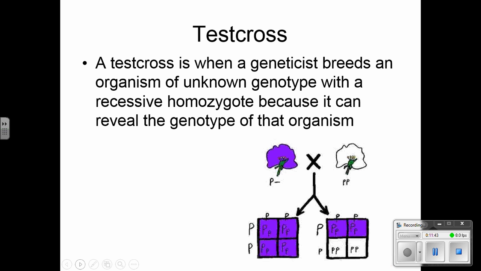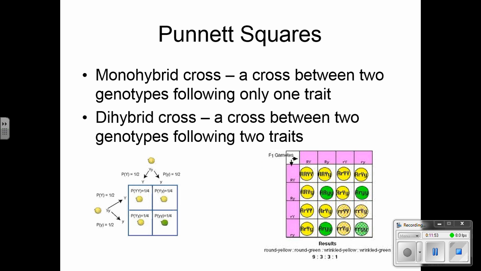A test cross is when a geneticist breeds an organism of known phenotype with a recessive homozygote because it can reveal the genotype of that organism. That's just what I said. And the easy answer. A monohybrid cross is a cross between two genotypes following only one trait. A dihybrid cross is a cross following two different traits.